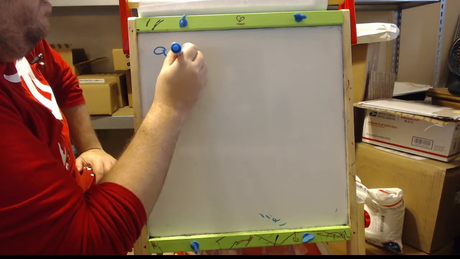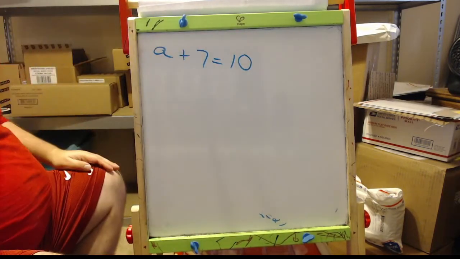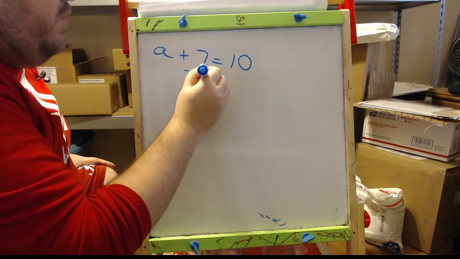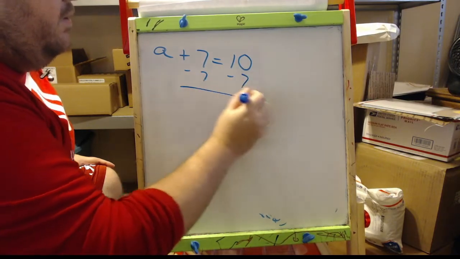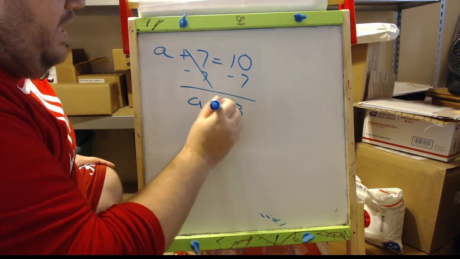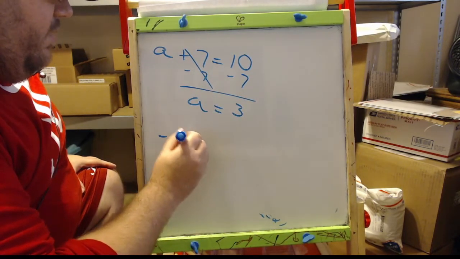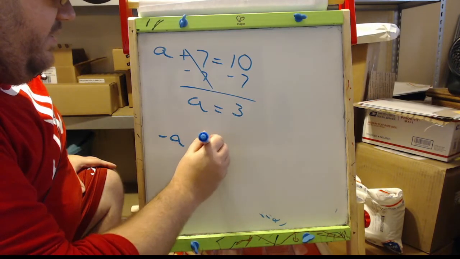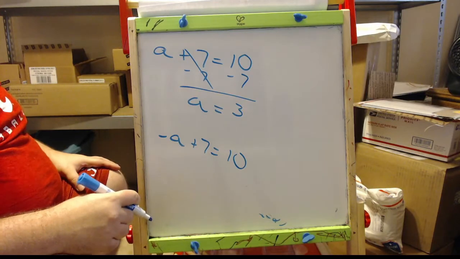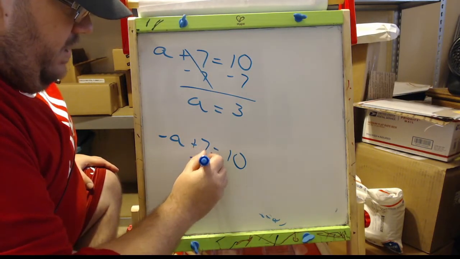a plus 7 equals 10. Okay, I want to get a by itself. This is a positive 7, so I'm going to subtract 7 from each side, and I'm going to be left with 3. This will cancel out, so a equals 3. If it's a negative, negative a, let's say plus 7 equals 10. Okay. How do I solve this? Minus 7.